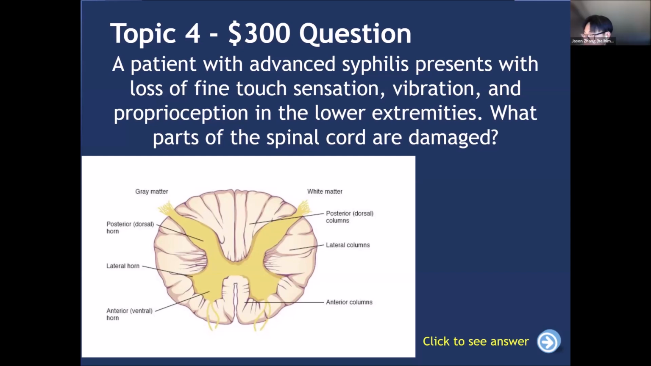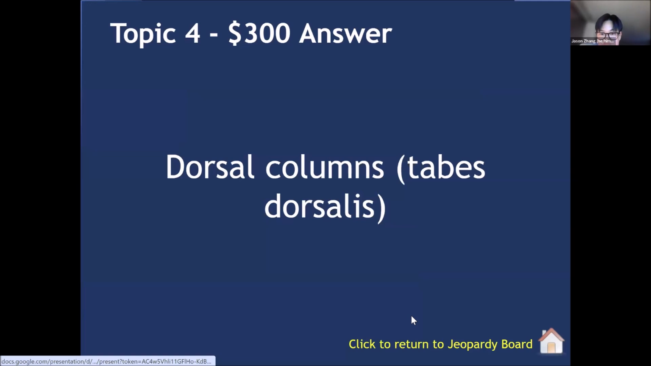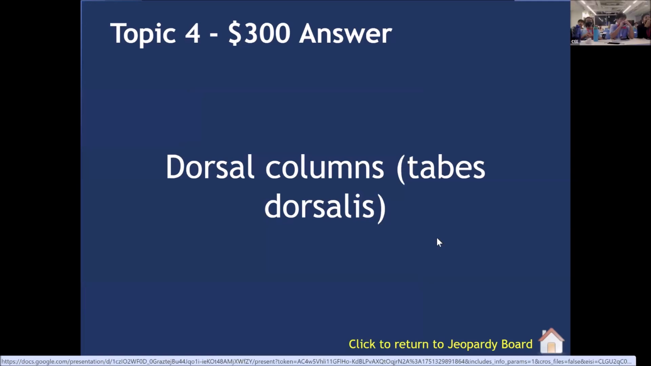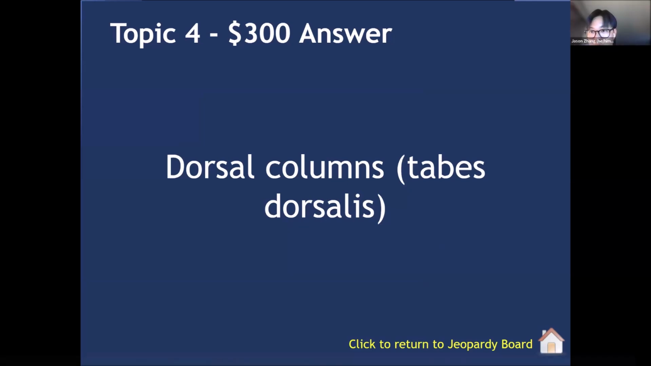All right, final answer. Okay, the dorsal ones. Dorsal, very good. Dorsal columns, this is called tabes dorsalis. With tertiary syphilis, it can affect the posterior spinal cord and cause things like loss of balance.